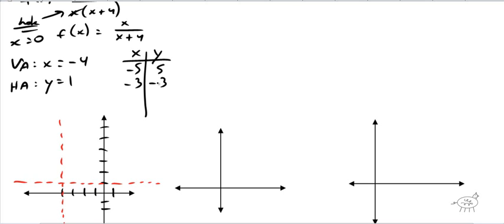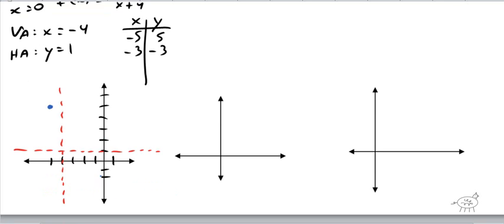Okay, so I plot those points. Negative 5, comma 5: 1, 2, 3, 4, 5. It's going to be about right here. That's 1 point. And negative 3 is about right here. Okay, so we got 2 points.